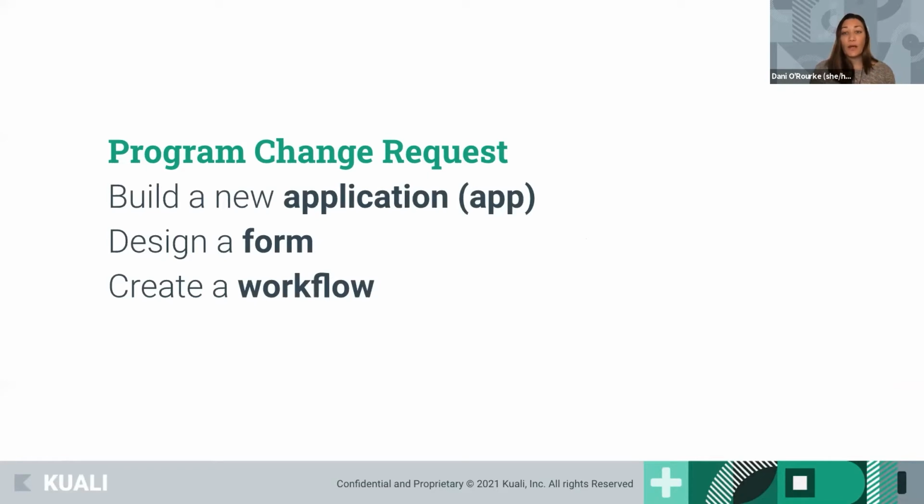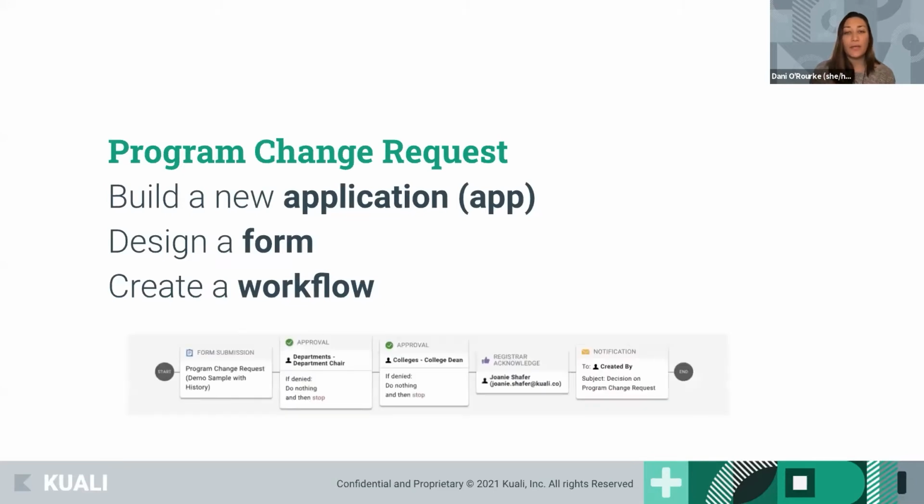After that, you will create a workflow so that when the student submits the form, it will kick off the workflow process. For example, let's say that workflow begins with an approval from the department chair of the requested department that correlates to the requested program, followed by the college dean of the requested department, and then an acknowledgement by the registrar, and finally, a notification to the student on the decision for their program request change.